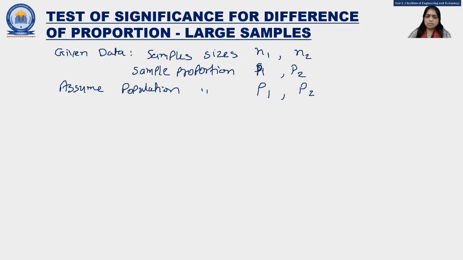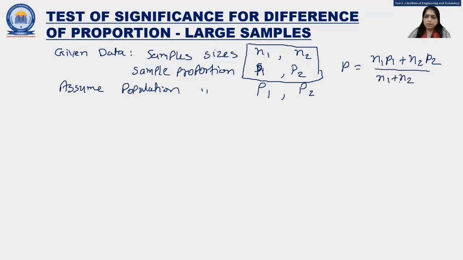With the help of this data, we calculate P, and formula for the calculation of P is P equal to N1 P1 plus N2 P2 upon N1 plus N2, and Q is as usual 1 minus P.